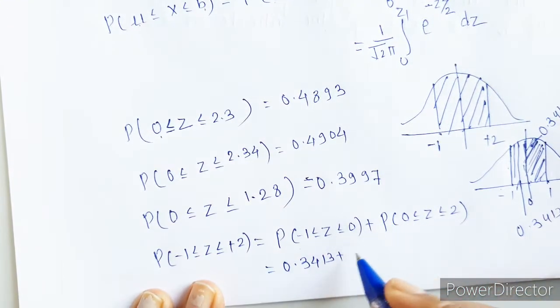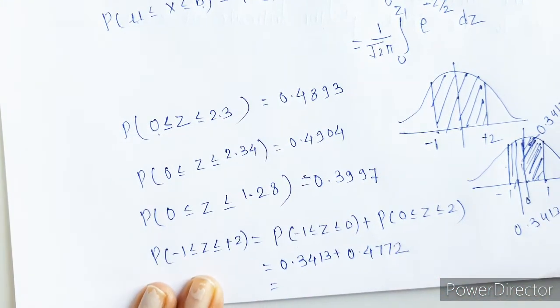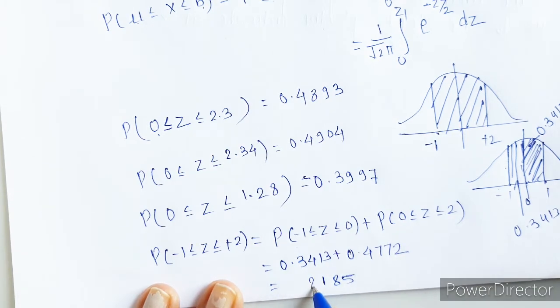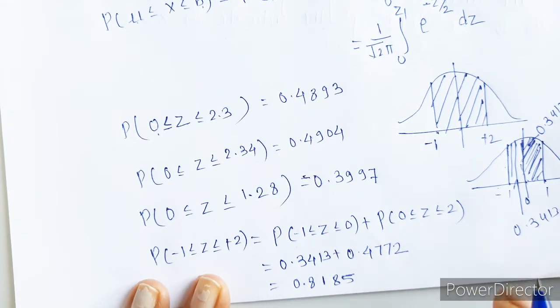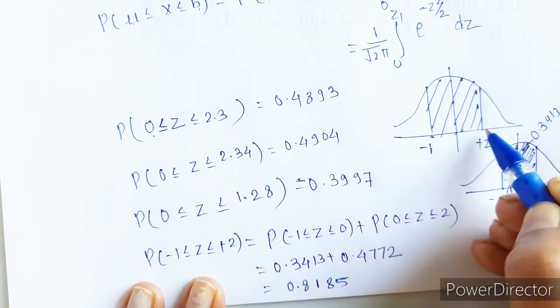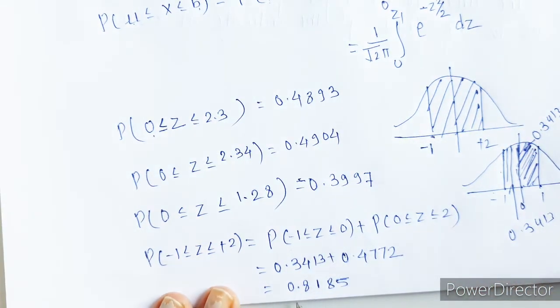Now we just have to add this area, 0.4772. So what we are getting is 0.8185. So the area from -1 till +2, this complete shaded region, is nothing but 0.8185.